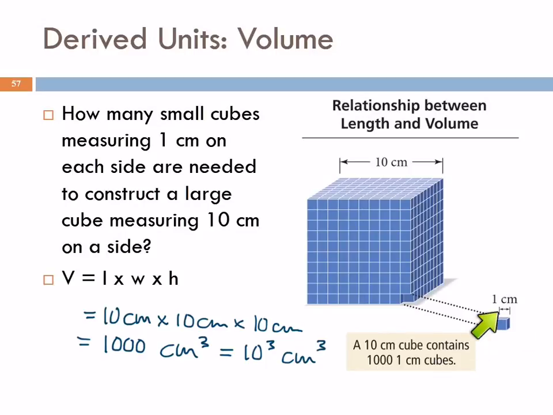What is the volume of the little cube? It's 1 centimeter on each side, so the volume of this guy is 1 cubic centimeter. That's that guy. So this big one is 1,000 cubic centimeters. It's 1,000 of those little guys.